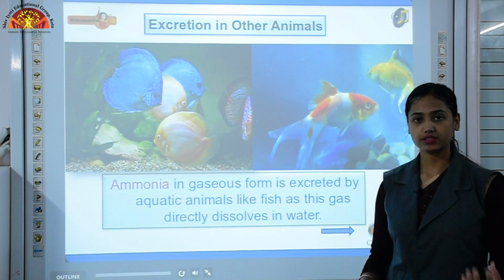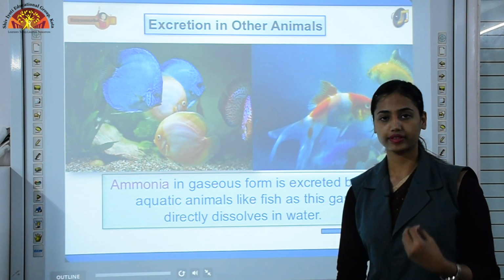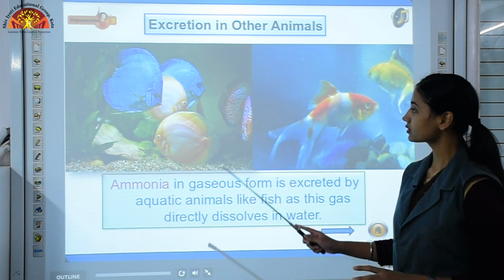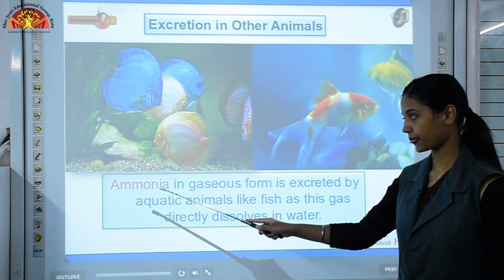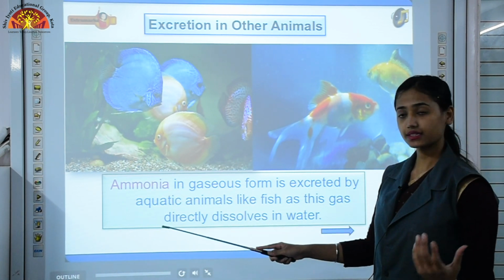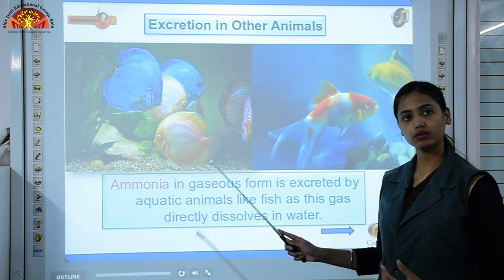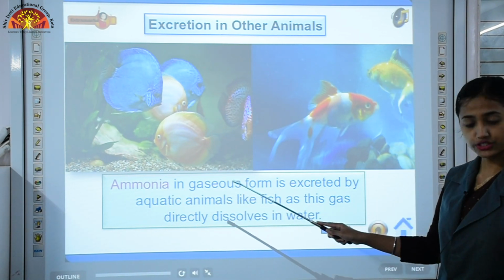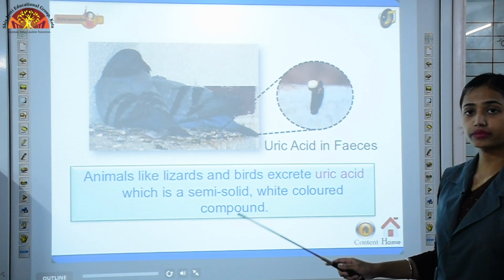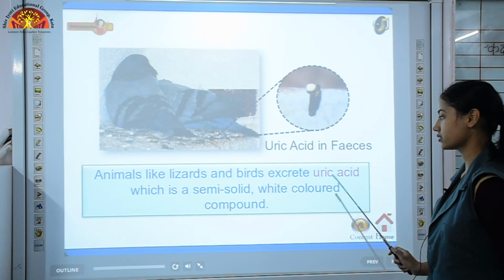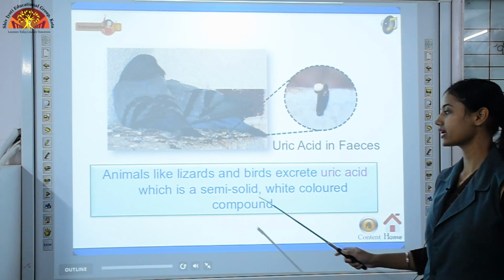Now, other animals: not all animals have a proper excretory system like us. The fishes excrete in the form of ammonia. Their waste product is ammonia, which is dissolved in water. Then in birds and lizards, the excreta is uric acid, which is a white colored, semi-solid compound.